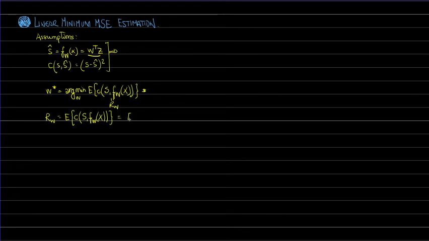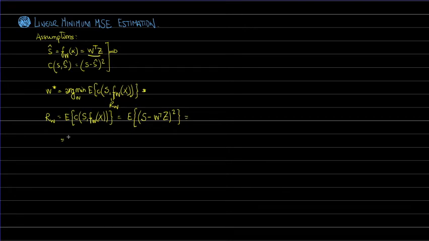So the risk will be the expected value of the cost, which is the square error, S minus the estimation, which will be W transpose Z, to the square. And Z is equal to the observation, or it will be a nonlinear transformation of the observation. Since X is a random variable, Z will be a random variable too, so we have to write it in capital letters. Okay, so let's expand this.